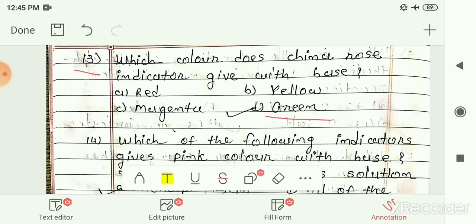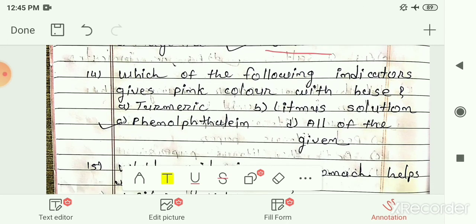Next, 14th number, which of the following indicators gives pink color with base? The options are turmeric, litmus solution, phenolphthalein and all of the given. So here your answer is option C, phenolphthalein. Phenolphthalein gives pink color with basic solution.